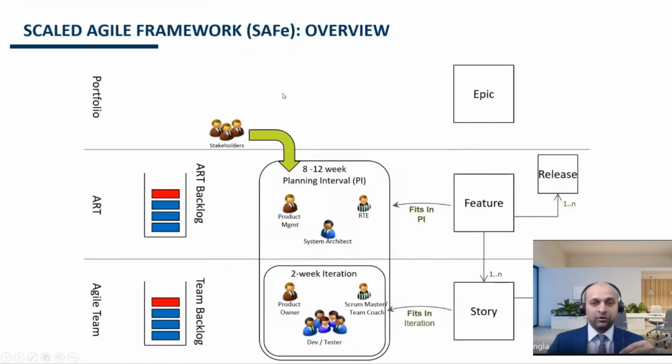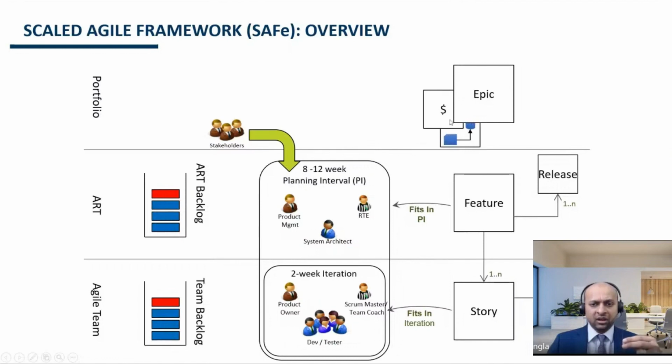Then at portfolio level, what we have is epic. So imagine, from our building example, the building itself, which is going to have 100 floors, the entire building is like an epic. So an epic is a bigger piece of functionality, which again represents customer needs or wants or customer requirements, but at a higher or portfolio level.